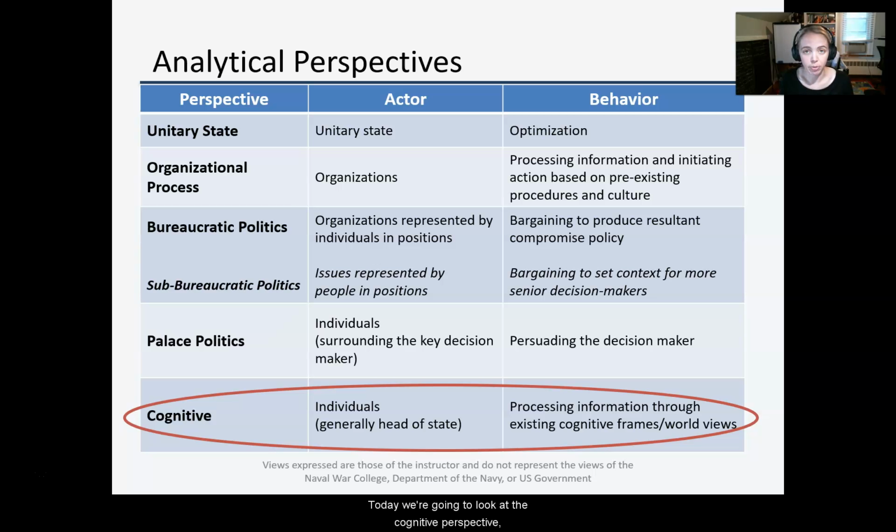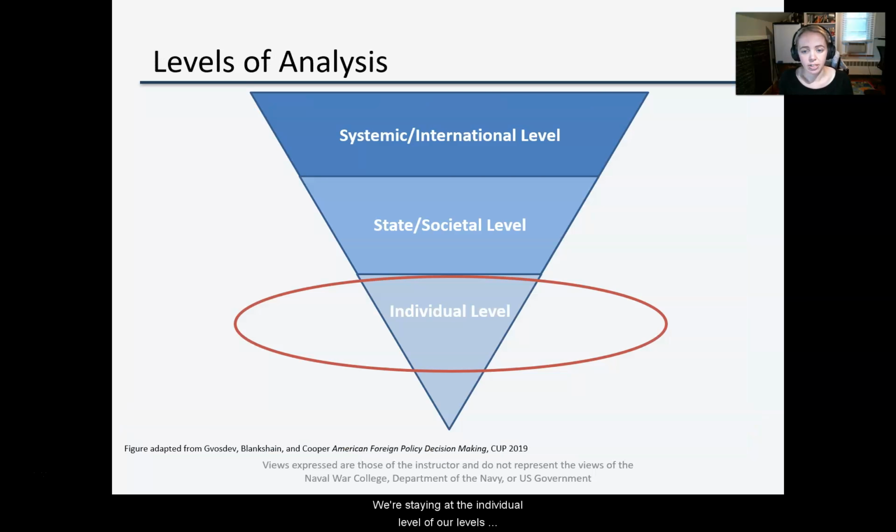Today, we're going to look at the cognitive perspective, which focuses on individual leaders making foreign policy by processing information and making decisions. We're staying at the individual level of our levels of analysis, looking at explanations of foreign policy that focus on the role of individual people. We'll start by talking about how real people make decisions in ways that systematically deviate from the expectations of the rational decision maker model that we previously discussed. And then we'll discuss the ways that the characteristics of specific individuals, their backgrounds, experience, personality, ideology, etc., shape the way leaders make foreign policy decisions.